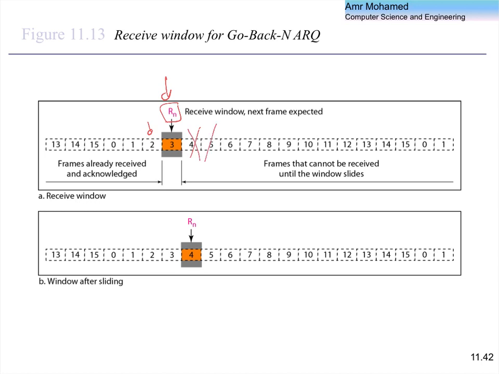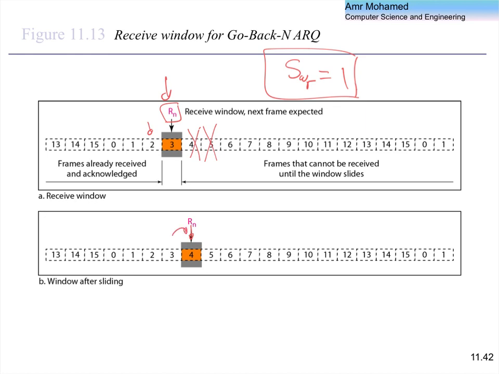I cannot accept frame 4. I cannot accept frame 5. So in other words, the window for the receiver is 1. Now for stop and wait, the window for the sender is 1 and the window for the receiver is 1. For Go-Back-N, the window for the sender is N and the window for the receiver is 1. Okay?